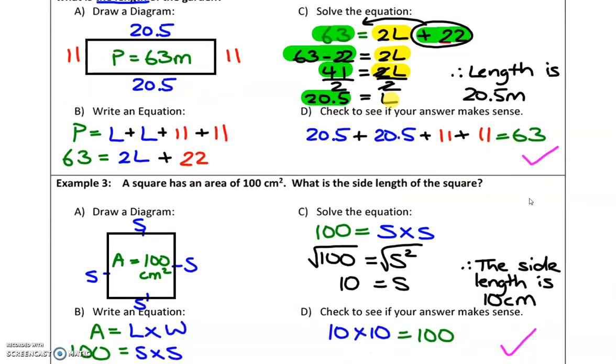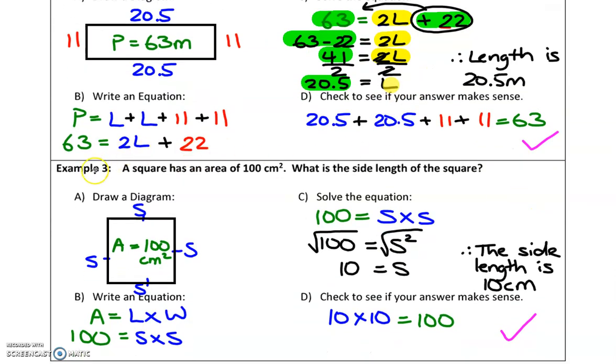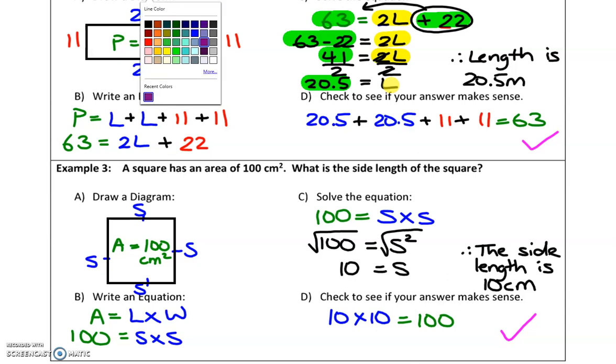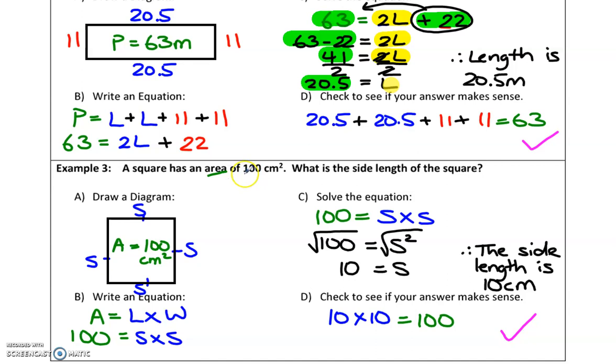All right, let's try one last one. So example number 3: a square has an area of 100 centimeters squared. What is the side length of the square? Okay, so let me get out my pens. So the first thing they told us was that the area is 100 centimeters squared. So I put that right in the middle, and remember that the area is this inside part. Okay, it's not the outside, it's the inside of the square.